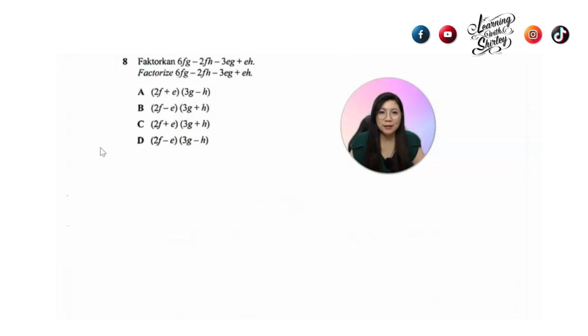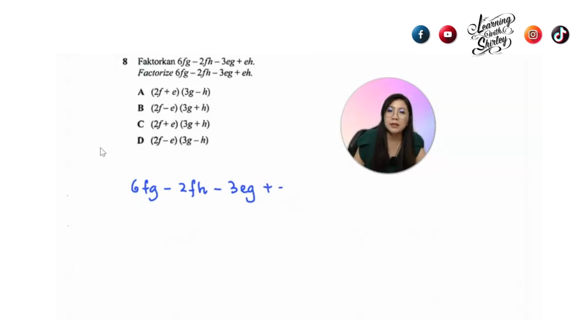Let's look at question number 8. So this is on factorization of 4 terms. Okay, so what are the 4 terms? 6fg is the first term, minus 2fh second term, minus 3eg third term, plus eh fourth term. So in order to factorize 4 terms, that's a technique that you have to learn. So we focus on the first 2 terms, and then we focus on the third and the fourth terms.